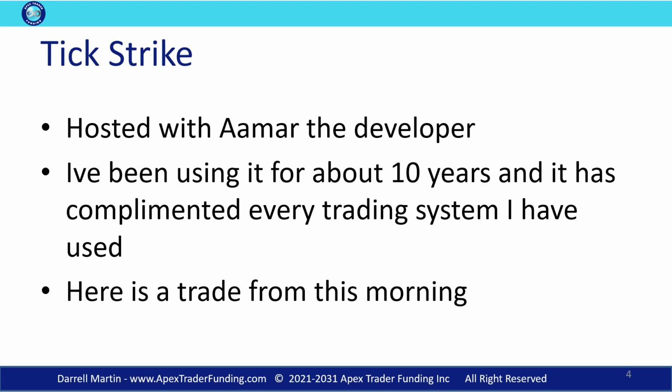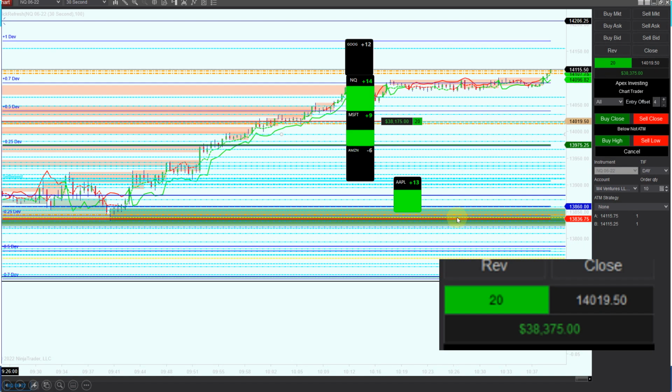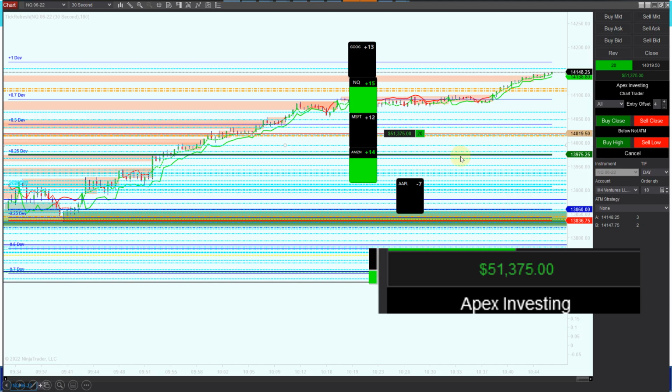I've been using it for about 10 years, it seems like, maybe less, and it's complemented every trading system I've ever used. And just to show you, here's a trade from this morning. It was going into the dynamic magnets, but the TickStrike was firing off. And by the way, you don't have to use the sound. Some people are like, I don't know about the sound. You can turn the sound off. I actually turn the sound off. I just watch it because I have it on my charts. And it gave me confidence to go through this point 0.7 dev and these dynamic magnets. I stayed in the trade even longer and made $51,000 on the trade this morning. That's how it's done, simplicity with TickStrike. So it helped me stay in that trade.